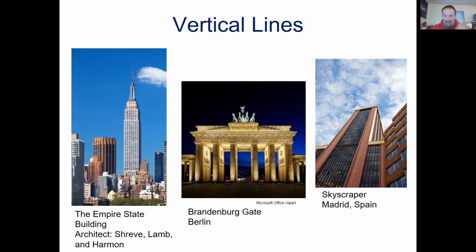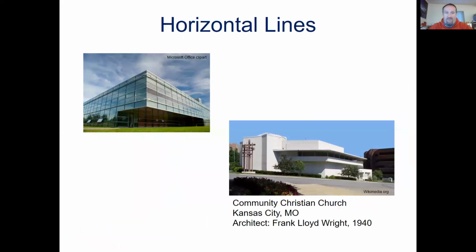The Empire State Building in New York is an international landmark. It's an excellent example of the architectural style known as Art Deco. Some horizontal lines that represent the calm and peace and relaxation: on the left-hand side, we've got a building that has perfect horizontal lines. And on the right, we have the Community Christian Church in Kansas City, Missouri, which is an iconic building because it was designed by architect Frank Lloyd Wright in 1940.